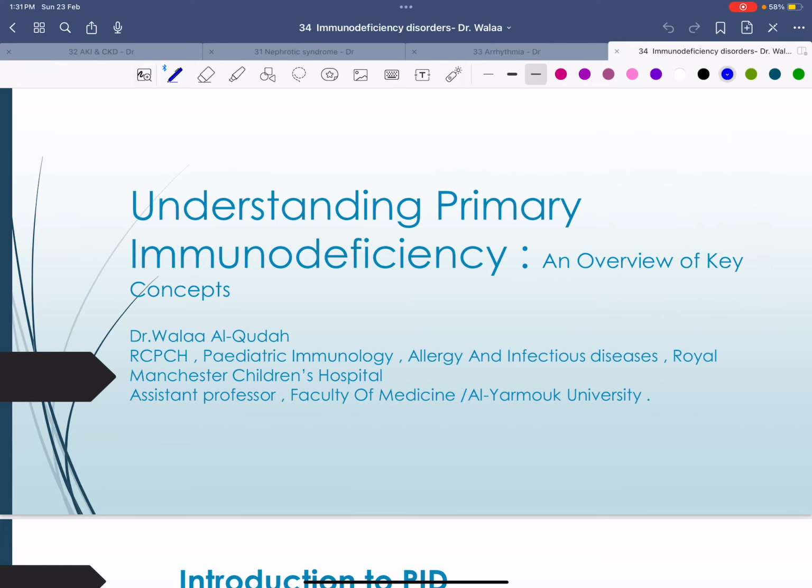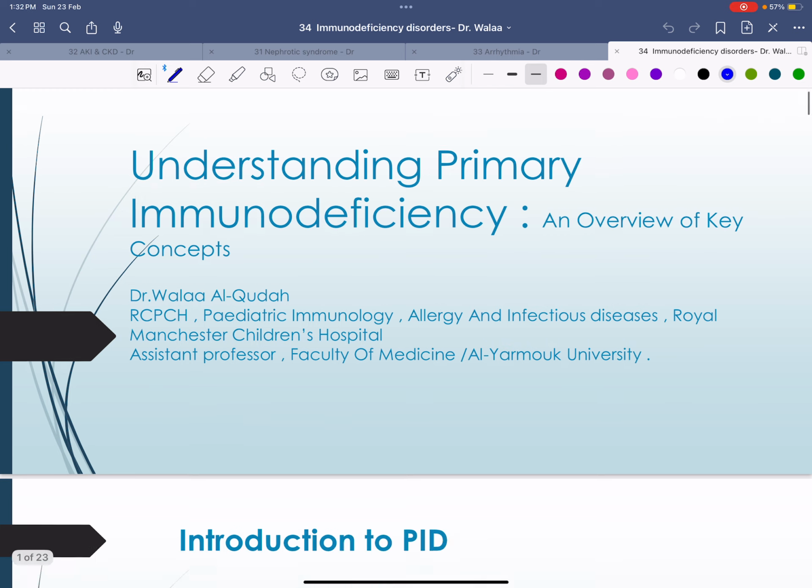Immune disorders or immune deficiency. Type. Primary immune disorders or primary immune deficiency refers to a big group of genetically based disorders. So by default, any known primary deficiency has an underlying gene defect, okay? At the moment, there are more than 450 known genetic mutations causing more than 450 known so far primary immune deficiency disorders.